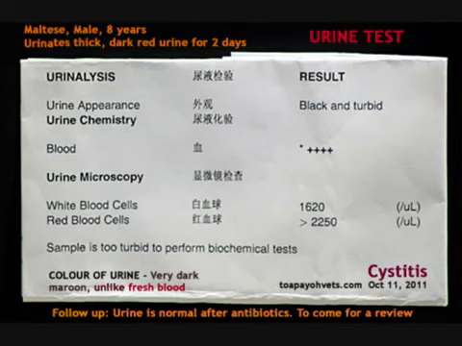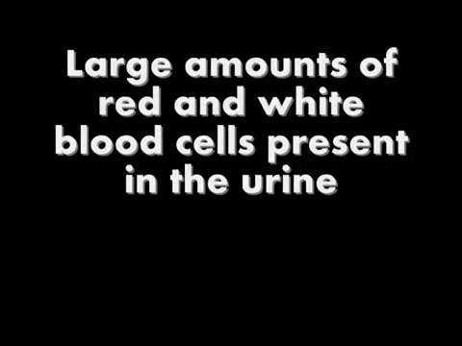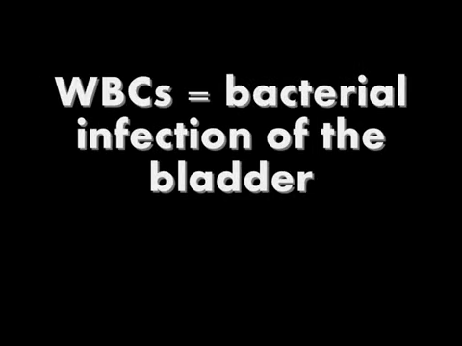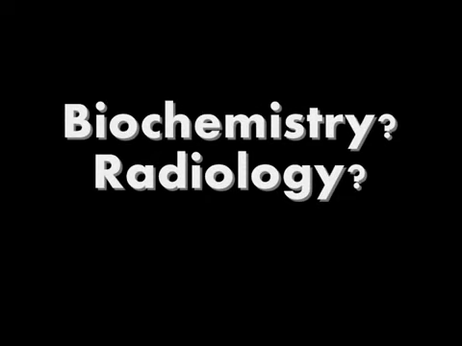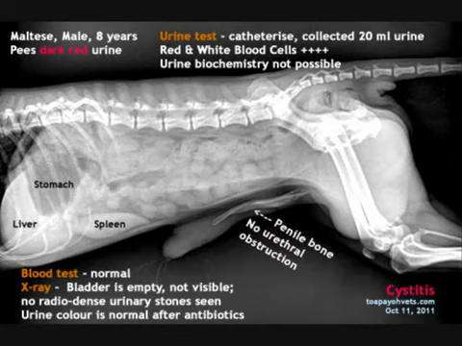The urine test revealed infection in the urinary system. There was a lot of blood and white blood cells. The white blood cells indicate a bacterial infection of the bladder, while the red blood cells indicate an inflammation of the bladder. However, no biochemistry can be done due to the overwhelming amount of blood, and X-rays show that there are no radiodense urinary stones.